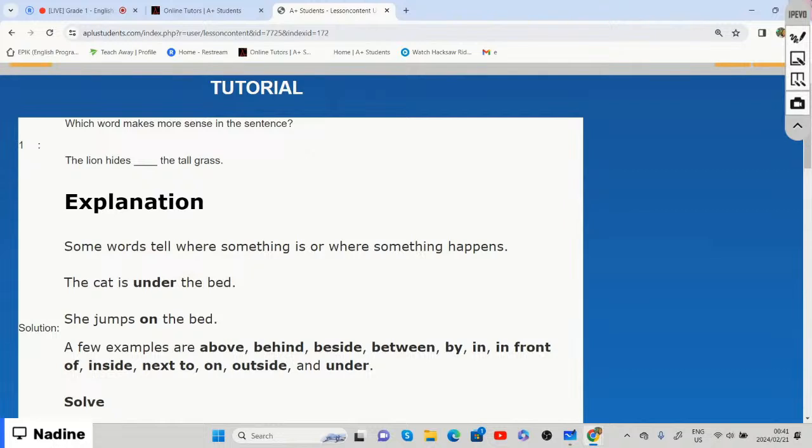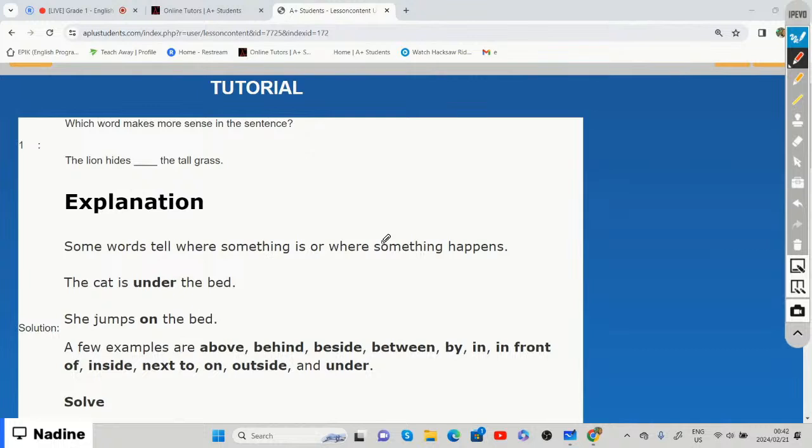And if we were to choose the correct answer, right, if he's hiding, then it definitely means that he's hiding behind the tall grass because he doesn't want to be spotted, right? So the lion hides behind. So our preposition that we chose is behind the tall grass.